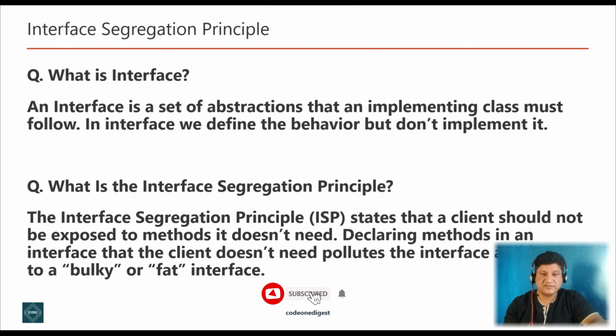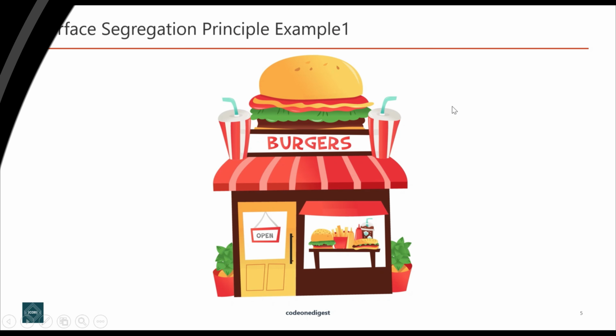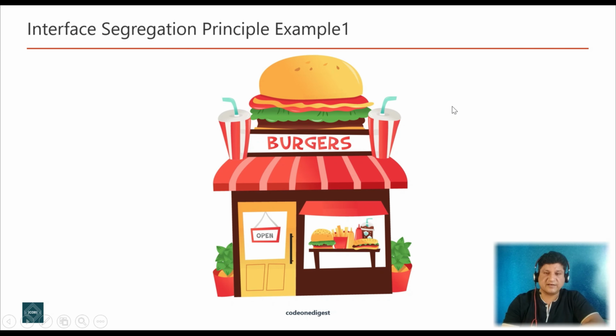So, what does the interface segregation principle say? The interface segregation principle states that the client should not be exposed to methods it doesn't need. Declaring methods in an interface that a client doesn't need pollutes the interface and leads to bulky or fat interfaces. Now let's understand the interface segregation problem with a real-world example.